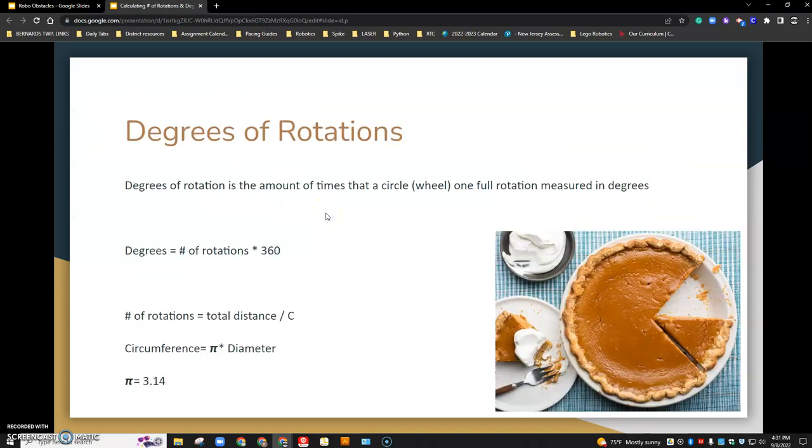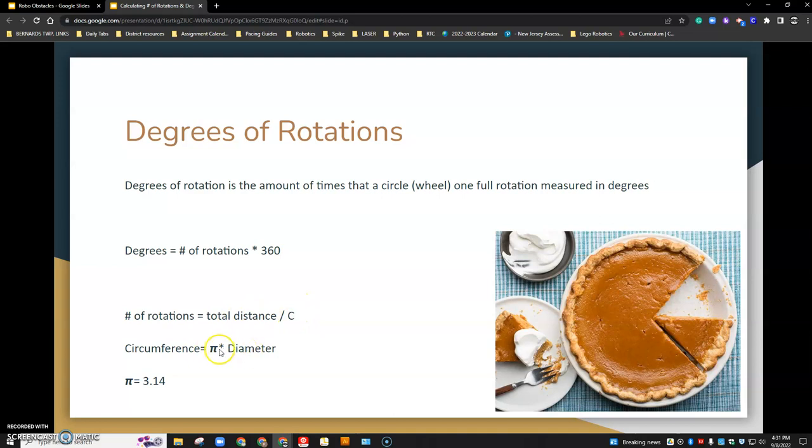If you need to measure the degrees of your rotations instead of just the number of rotations, you do the exact same part, right? You're going to take your number of rotations and multiply it by 360 to get your degrees. So the first part is exactly the same. Calculate your number of rotations, taking your total distance divided by circumference.